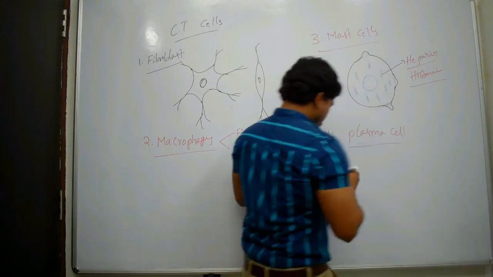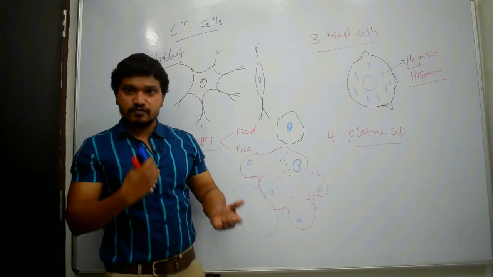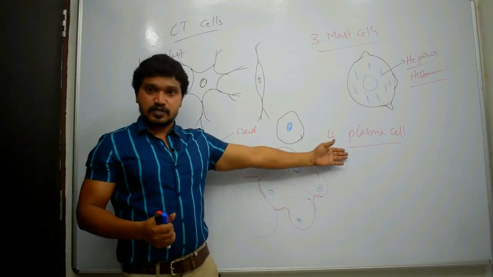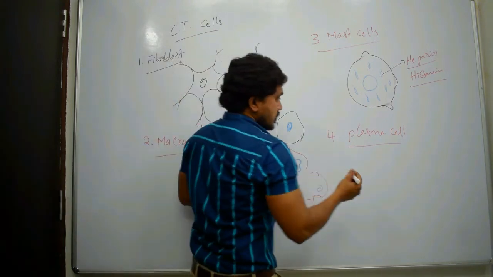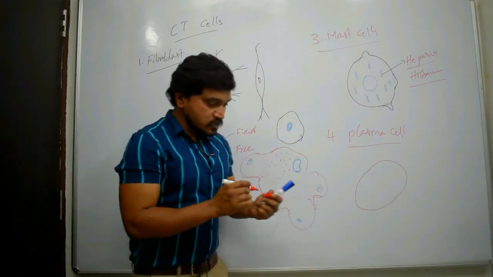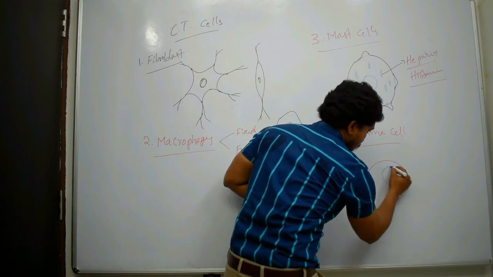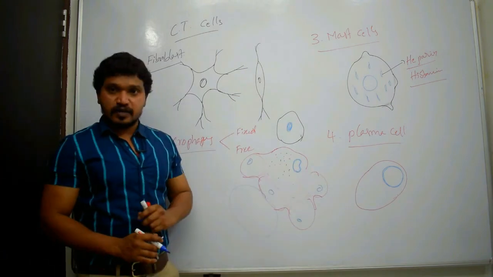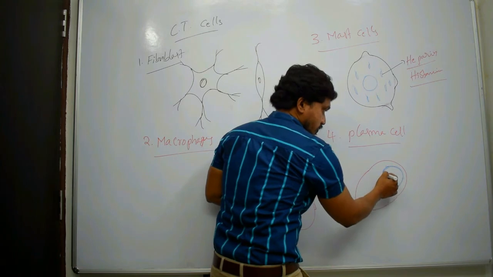Plasma cell. Actually plasma cells are derived from B lymphocytes. When the body is infected with any infection, B lymphocytes will be converted into plasma cells. Those plasma cells will produce antibodies. Plasma cells are irregular in shape and they contain a nucleus. The nucleus is present at the periphery, that means an eccentrically placed nucleus, placed at one side of the cell.